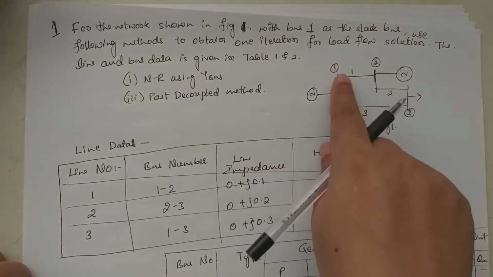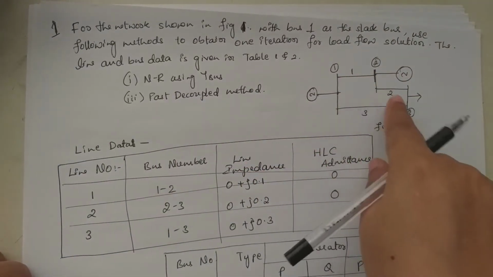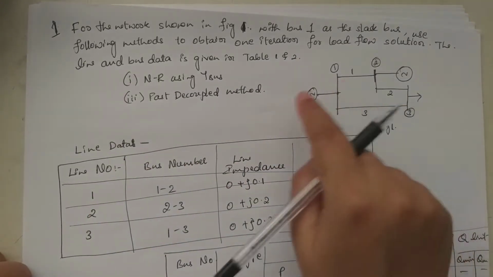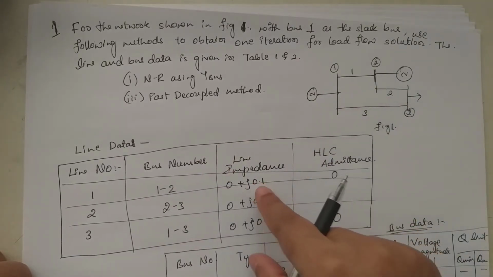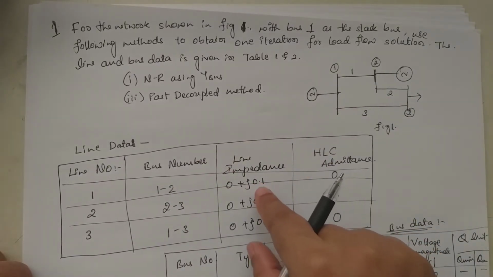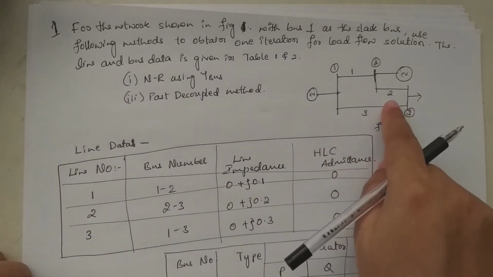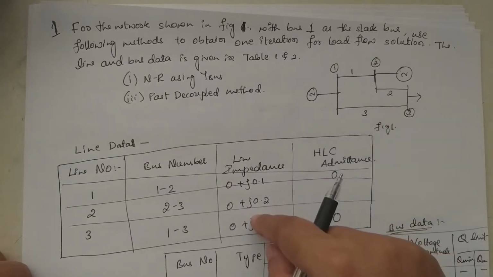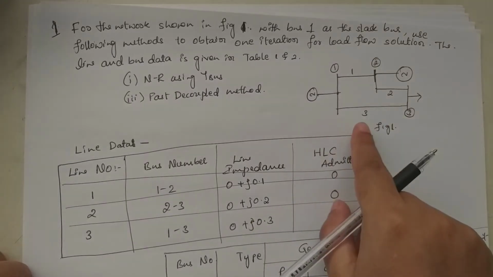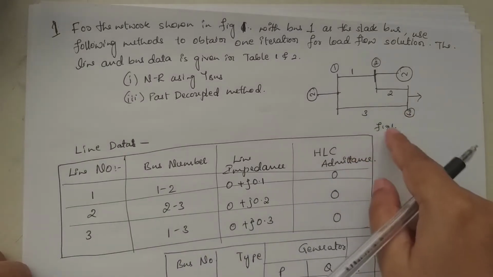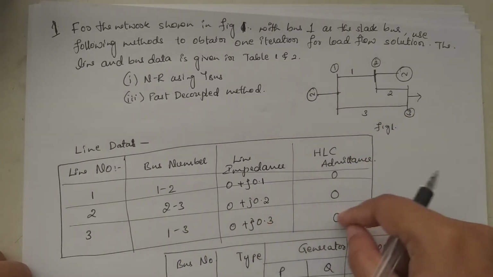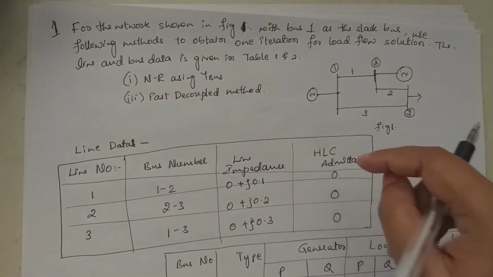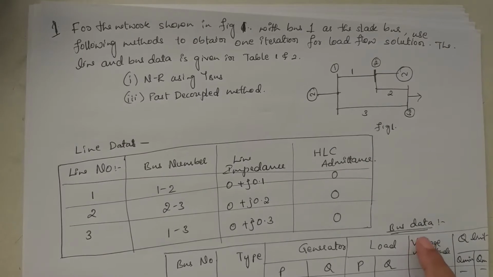This is the given network. We have 3 buses, 1, 2, 3 and 3 lines. This is the line data given. Line 1 is connected between bus 1 and 2, which has a line impedance of j0.1, and line number 2 is connected between 2 and 3, which has an impedance of j0.2, and line 3 is connected between 1 and 3, which has an impedance of j0.3. The half line charging admittances are 0. And table 2 gives the bus data.